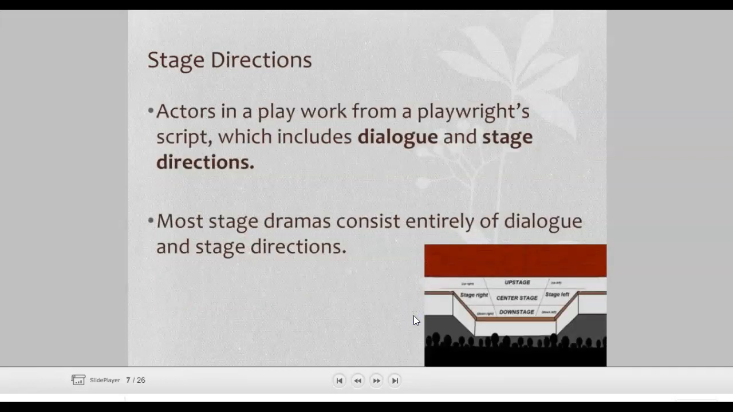So when you think about the stage directions, you know when someone gives you direction, they tell you what to do. So actors in a play, they work from a script. If you write this out, the person who writes the screenplay will tell what the dialogue is, that's the speaking, and the stage directions, the direction that you're moving, where you're going, what you're doing. Most stage dramas, okay, are just the directions of where to move and the talking. Primarily the characters we learn about from the talking.